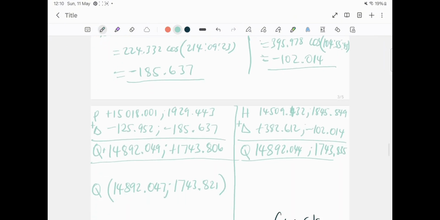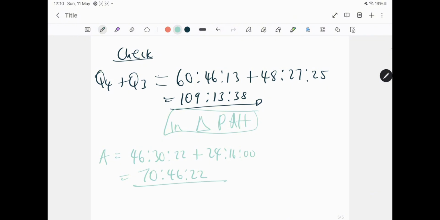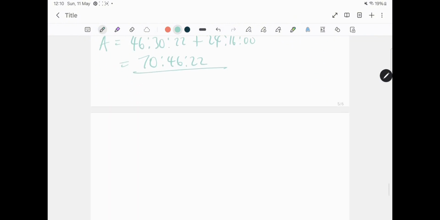So angle A, because we need angle A. So angle A is equal to 46, 30, 22 plus 24, 16, 0, 0. So you're getting your A as 70, 46, 22. This is the angle that you're going to use when you're doing our sine rule.